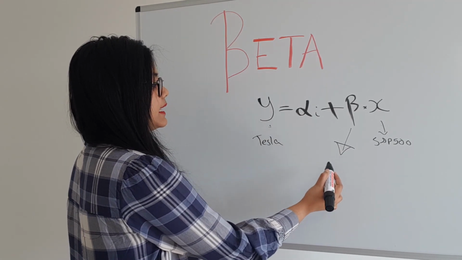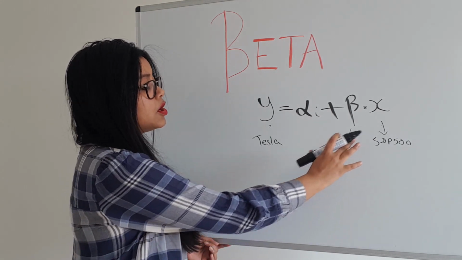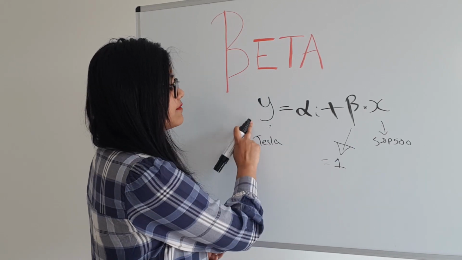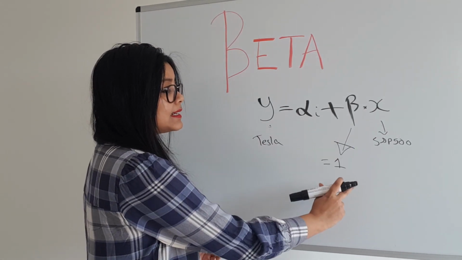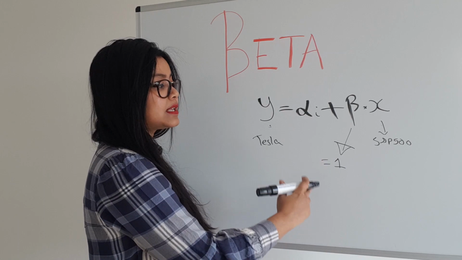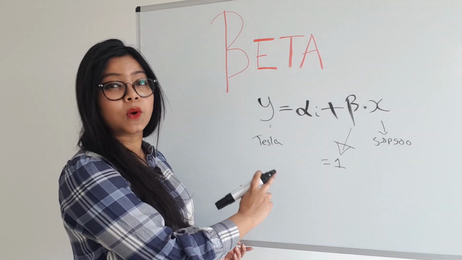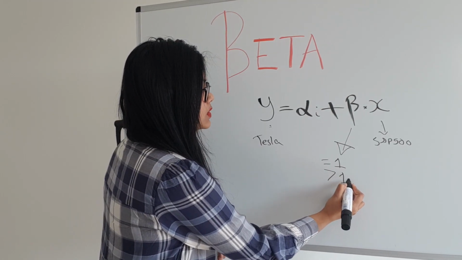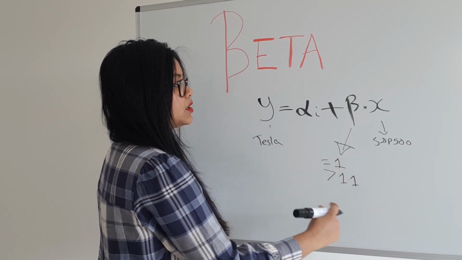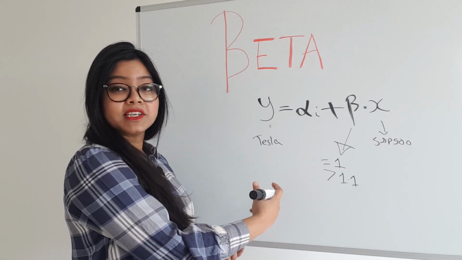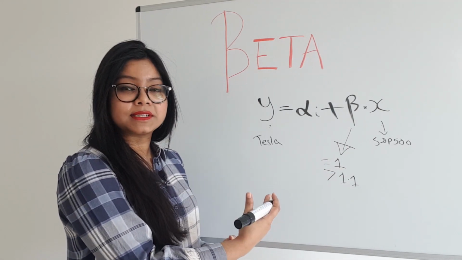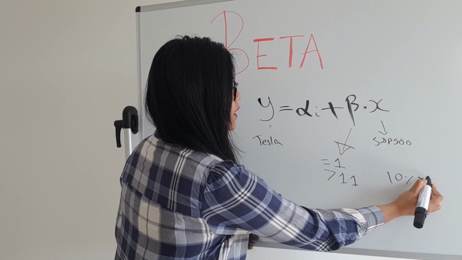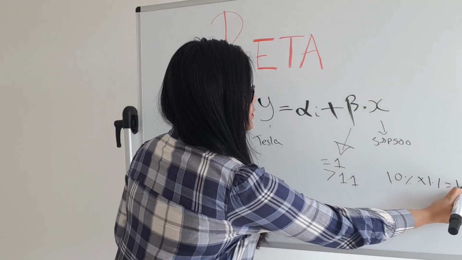This number can be anything, and it will show how sensitive your returns are to the market. For example, if beta is equal to 1, it means that your investment return will co-move exactly with the market. So if the market goes up by 10%, your investments will also go up by 10%. But if your beta is above 1, say 1.1, it means that when the market goes up by 10%, your investment return will actually go up by 11%. How do you get this number? You multiply 10% by 1.1, which equals 11%.